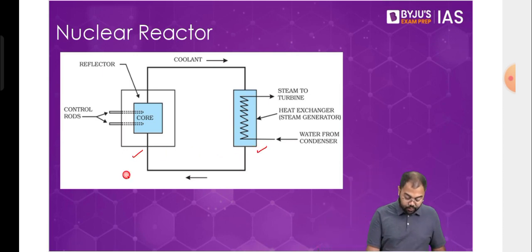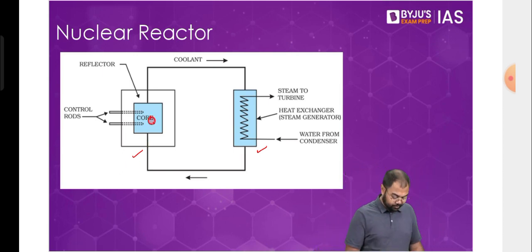So here, as you can see, you have the core, right? This core is where all the nuclear reactions occur. This core will have uranium, and this is where nuclear fission would occur.